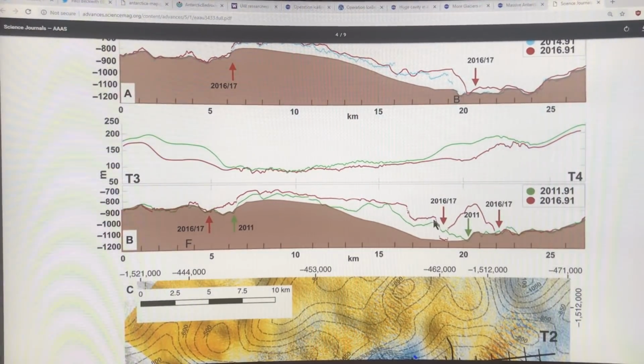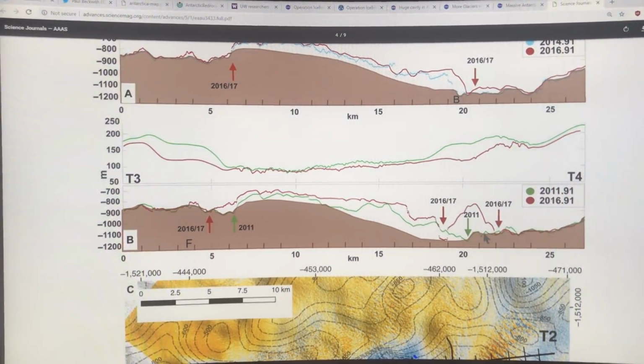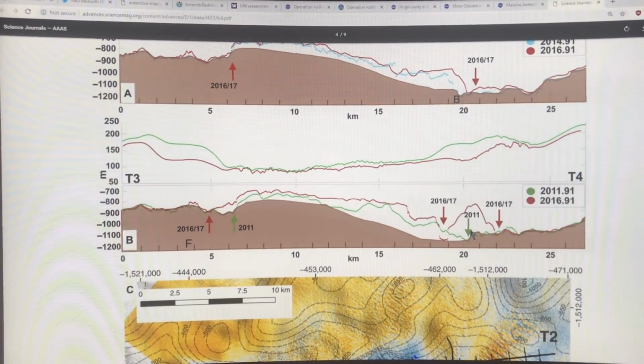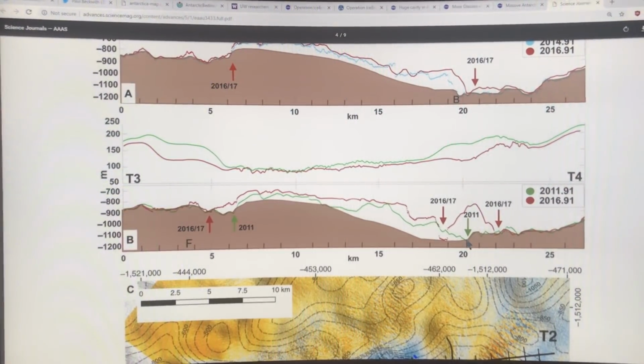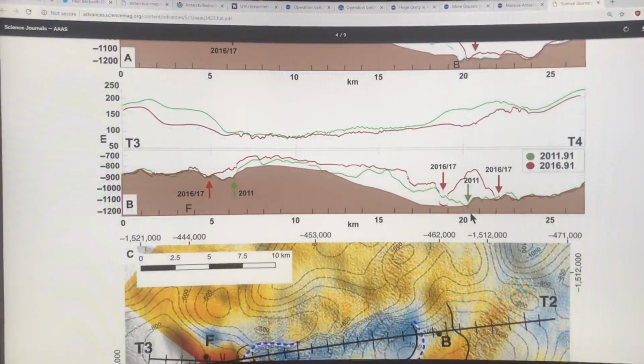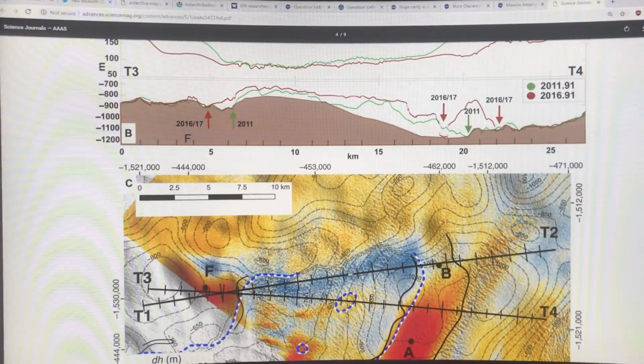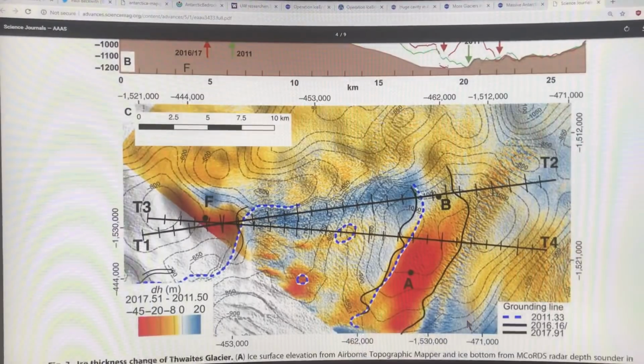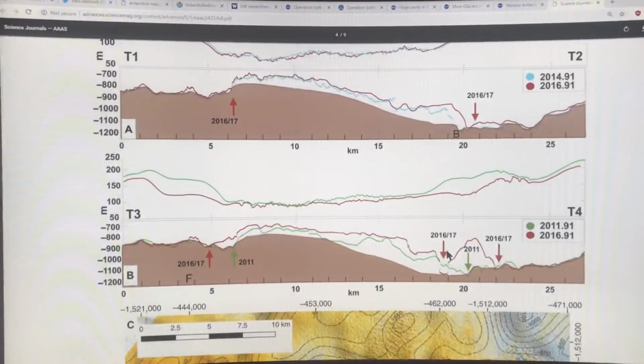Okay, and look at this feature appearing here. This is about 4 kilometers wide. It's about 10 kilometers long, and it extends up from the bedrock about 300 meters or 1,000 feet. So this is a huge gaping cavity or hole in this glacier. Okay, and that's on the T3 to T4 transect, and it's right up in this region here. Okay, this is a huge cavity.